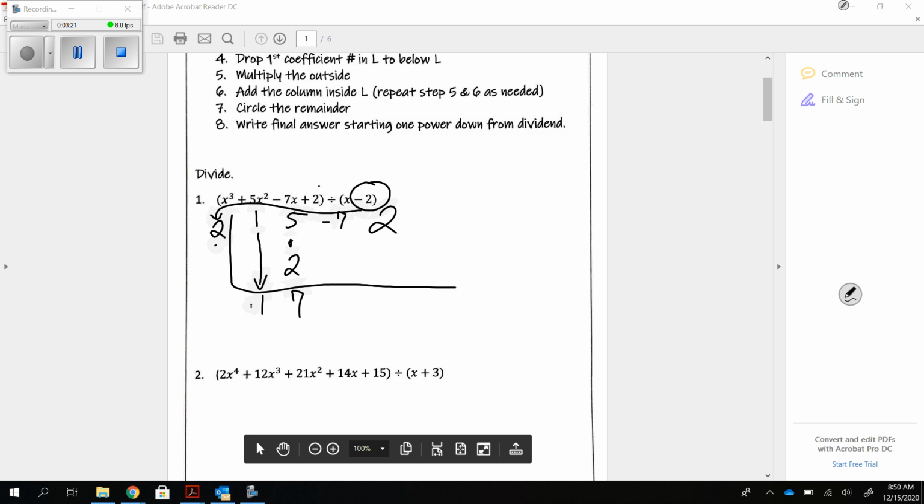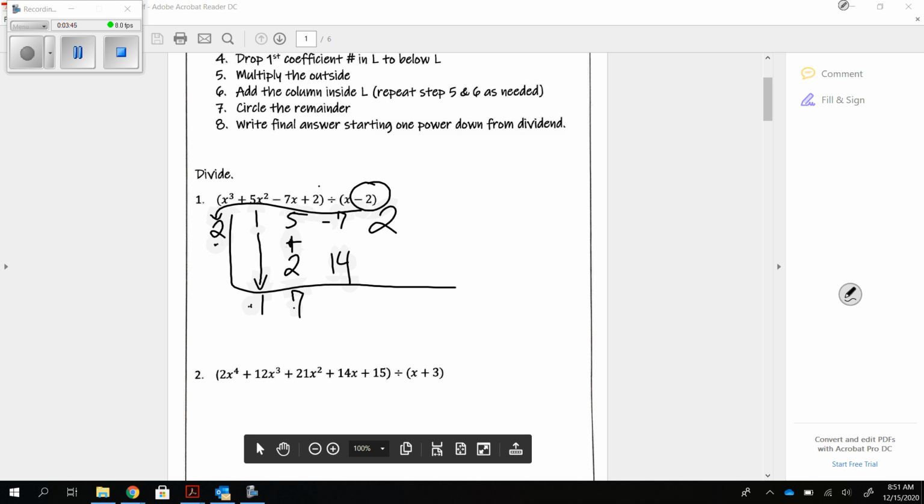The next one, like it says, we multiply the outside. We're not going to do 2 times 1 every single time, right? That's not how we're going to get an answer. We multiply 2 times 1 to get 2, right here. Add the 2, 5 plus 2 is 7. Then we do 2 times 7 to get our next number. 2 times 7 is 14.